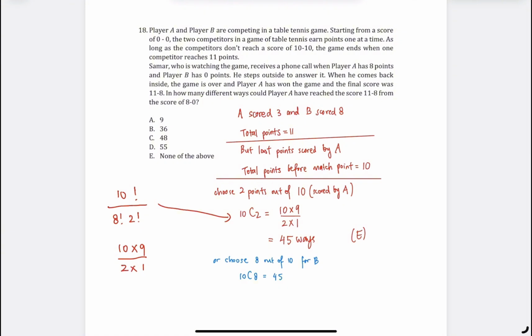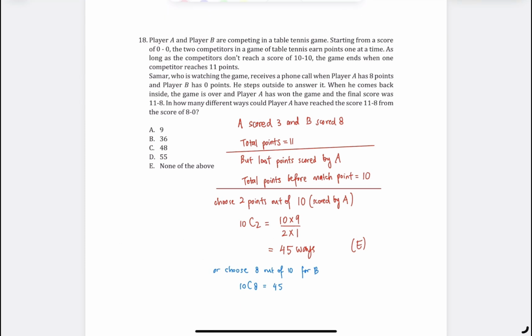Or you can also do it the other way. Instead of choosing 2 out of 10 to be A, you can also choose 8 out of 10 to be B. So choosing 8 out of 10 will be 10C8. Then it will give you the same thing. Okay, so 10 times 9 over 2 times 1, it will give us 45.